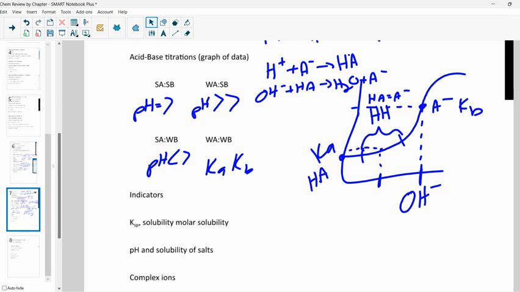Remember over here, this is the equivalence point. So that means my moles of HA equals the moles of OH added. Right? That means I've converted all my HA into A minus.